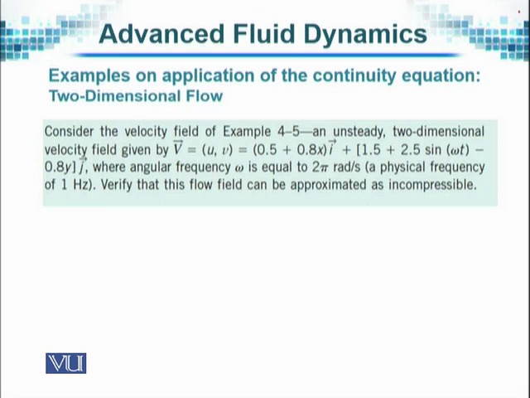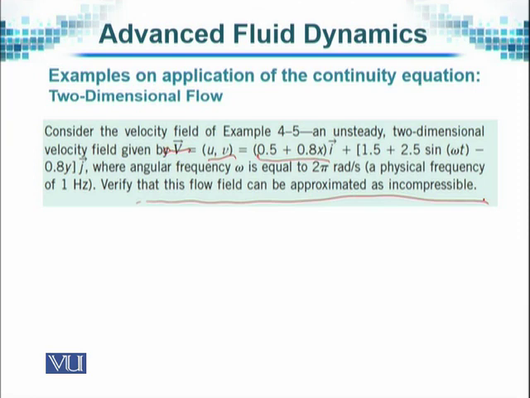that it is unsteady and it is given by the vector v, which has components u and v, such that the u component is 0.5 plus 0.8x in the x direction and 1.5 plus 2.5 sine omega t minus 0.8y in the y direction, where omega is the angular frequency and it's equal to 2 pi radians per second. We need to verify that this fluid flow can be approximated as incompressible.